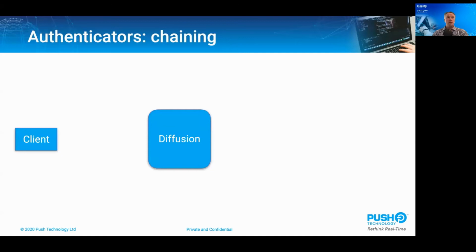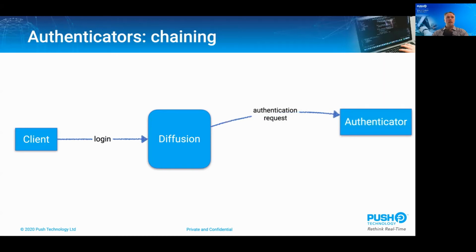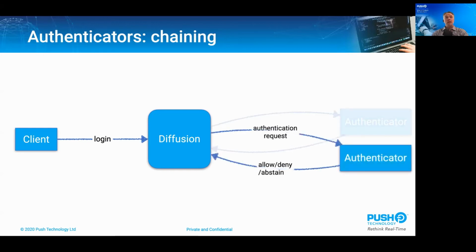An authenticator's interface is straightforward enough, though it has some subtlety. When a session connects and authenticates, that principal and credentials pair is passed to an authenticator as part of the authentication request. When the authenticator is given an authentication request, it can asynchronously but quickly allow it, deny it, or abstain. If allowed or denied, the server behaves intuitively enough.